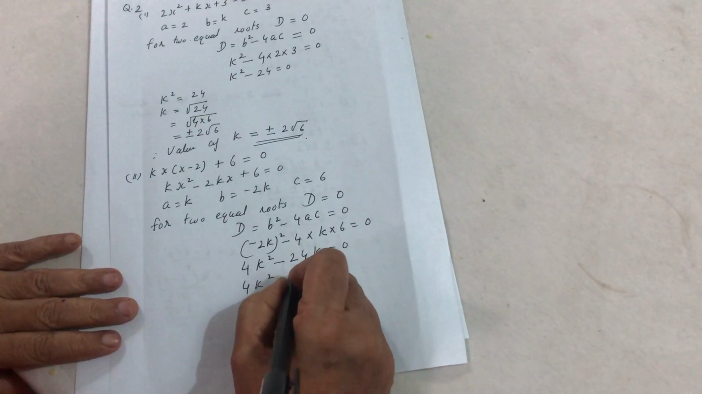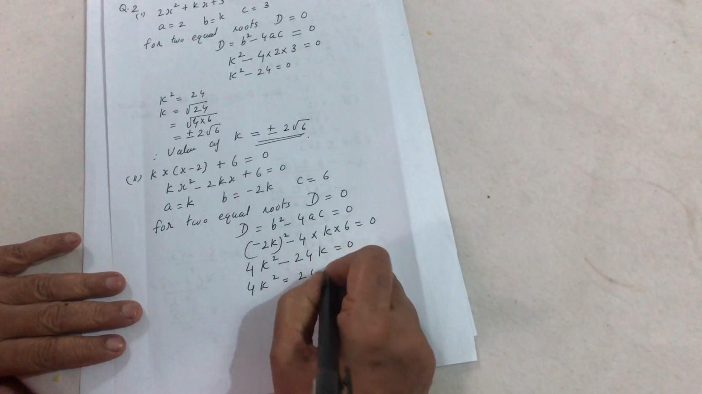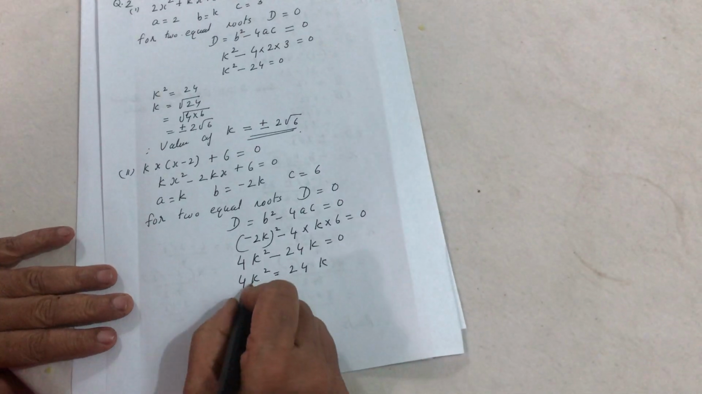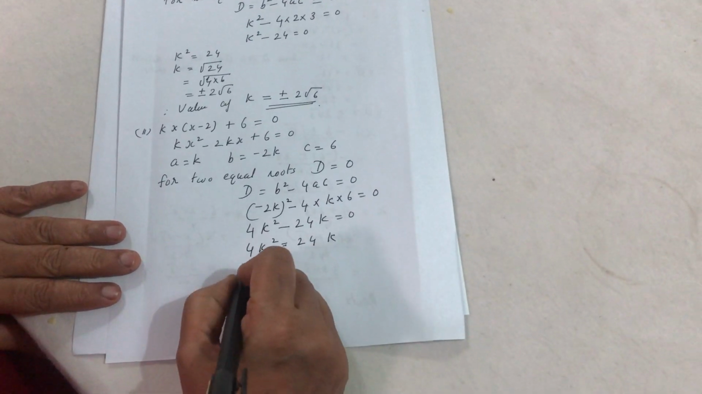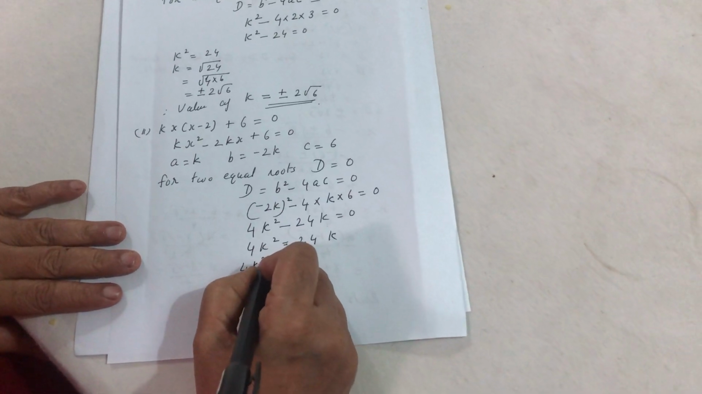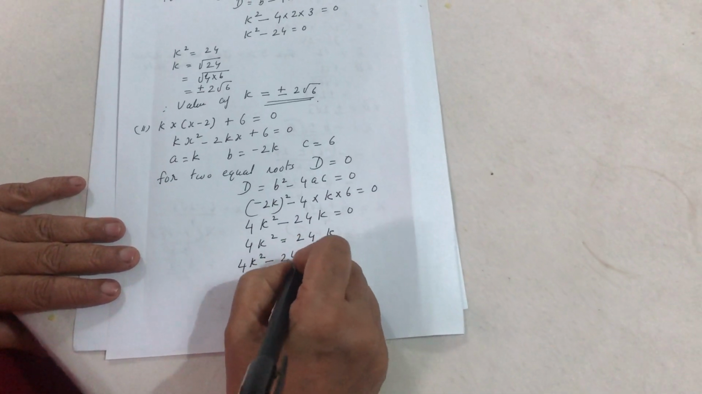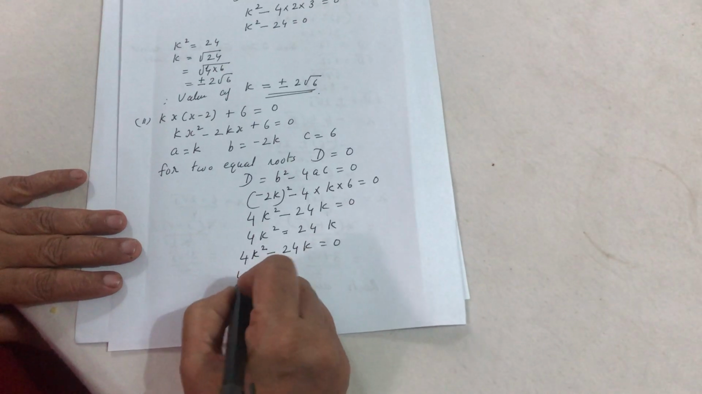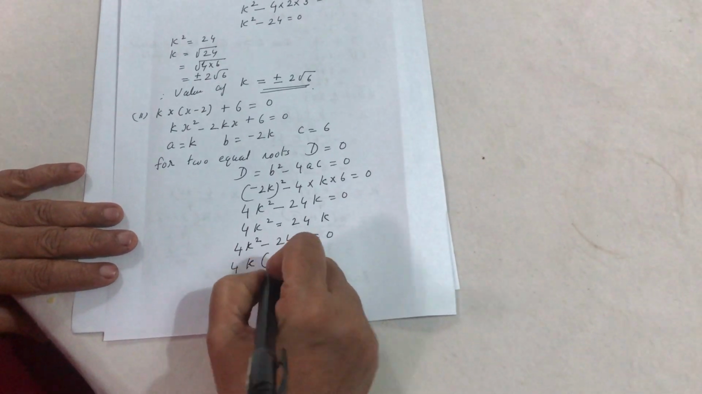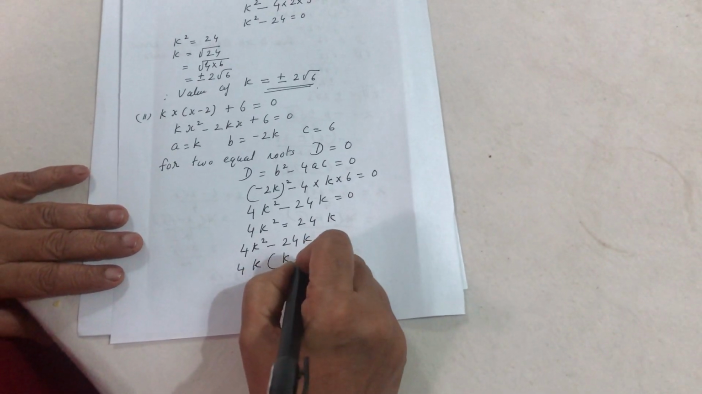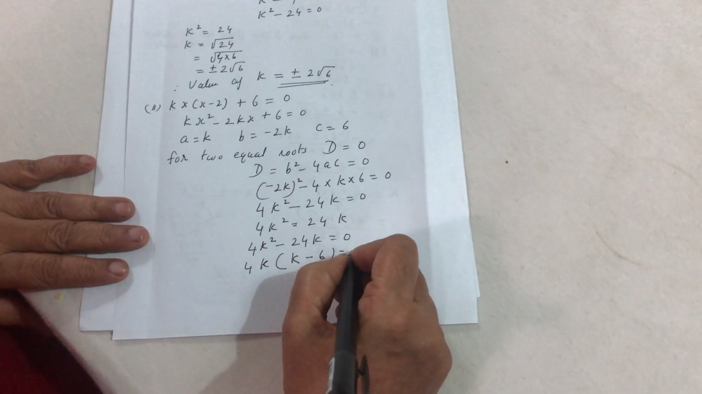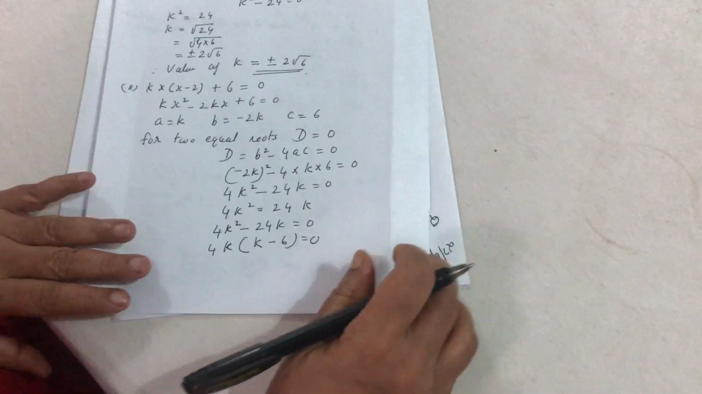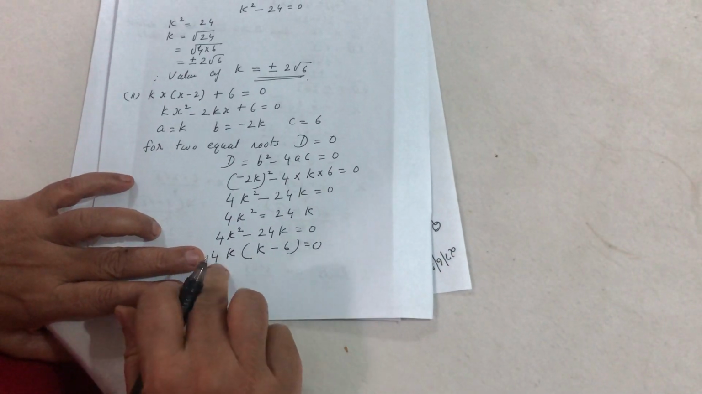4k squared is equal to 24k. Here you know this is k squared and this is okay. Otherwise you bring it to here. 4k squared minus 24k equal to 0. You can take 4k out. k minus 6 equal to 0.